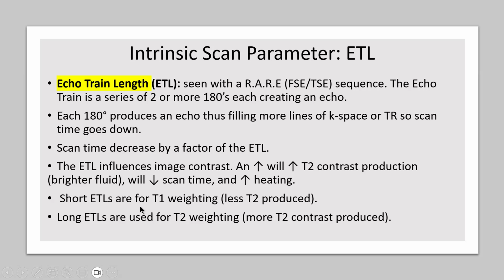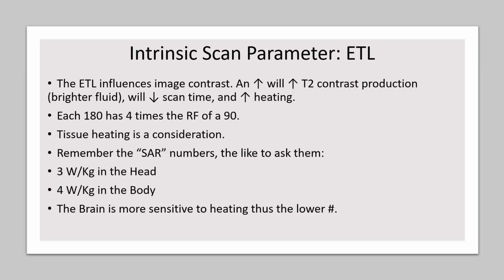All right. Typically, short echo trains are for T1 weighting because we don't want to introduce T2 into our K-space. Long echo trains are obviously for more T2 weighting, because the late echoes are going to make the fluid even brighter. So again, SAR or your B1 plus root mean squared is going to go up. Know that a 180 is 4 times the RF content of a 90.